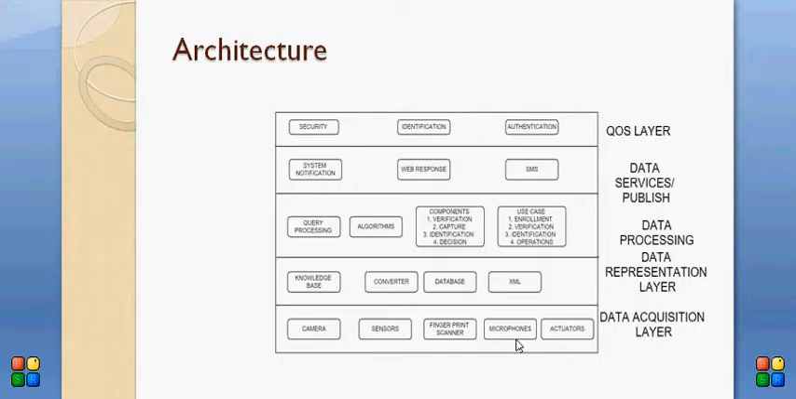The data services or publish layer refers to the way data will be displayed in the system. That is system notification, web responses, SMS, RSS feeds, and all those things if it's an online system. And then the quality of service layer refers to the services that this particular system will provide for that organization, which includes security, identification, authentication, and also informed decisions.